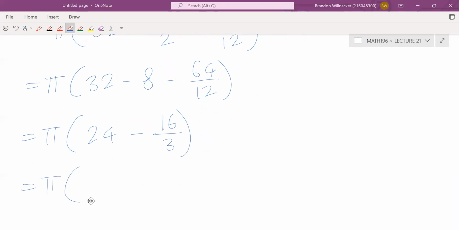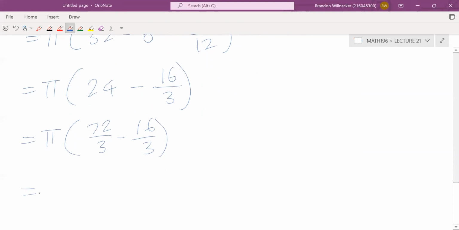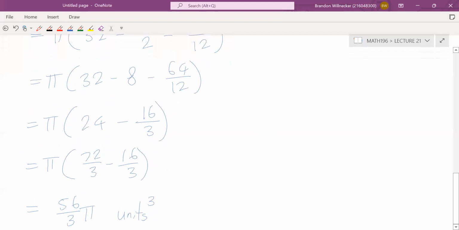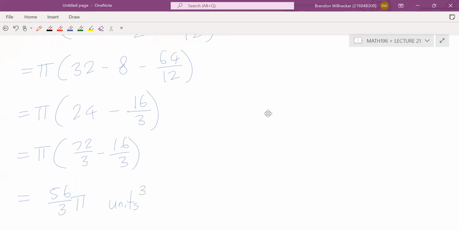Okay, common denominator of 3 now. So 24 times 3, that gives us 72 over 3 minus 16 over 3. Okay, and then last step, 72 minus 16, that's going to give us 56 over 3 pi. And like I said, if you want to write units cubed, because it's a volume, you can do that, but I'm not too worried about that. Okay, so here we get our final volume answer.